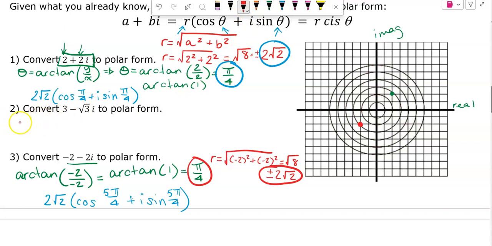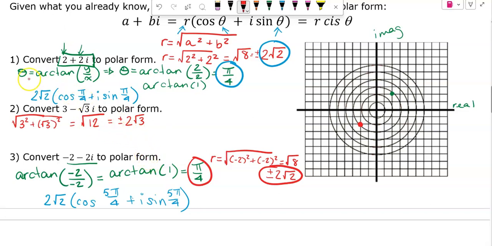Let's go ahead and look at number 2 here. So I've got 3 minus root 3i. So my r, I'm just going to do the square root of 3 squared plus square root 3 squared. Well, that's going to get me 9 plus 3. So I'm going to take the square root of 9 plus 3. That's going to get me the square root of 12, right? Now, 12 is going to reduce down, and that's going to get me a plus or minus 2 square root 3.